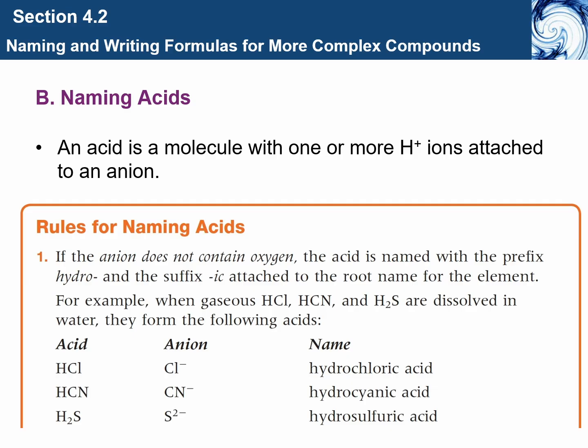One of the most important acids we'll use in this class is hydrochloric acid, which is just HCl. Since it doesn't have oxygen in the anion, it's just hydro instead of hydrogen, and then chloric from chlorine, adding the ic, and then we say the word acid. You need to know hydrochloric acid. If you want to learn the other ones like hydrosulfuric acid, be my guest.